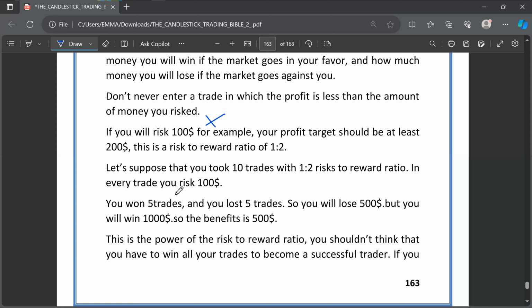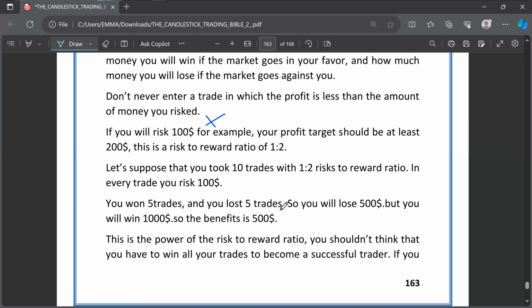So let's suppose you took 10 trades with 1:2 risk to reward ratio. In every trade, you risk 100. So if every trade you risk 100, let's see what will happen. You won 5 trades, right? If you won 5 trades, let's see what happens.